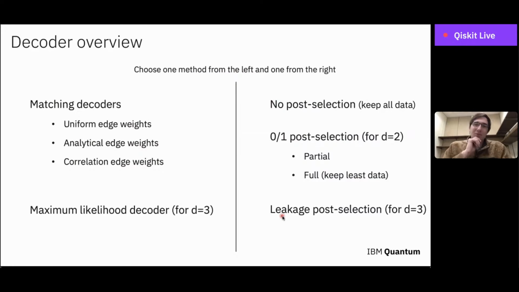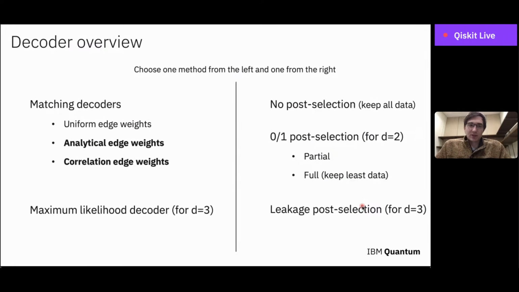Okay, so now I'm going to go through our decoding methods for our D = 2 and D = 3 experiments, actually on the IBM hardware. So essentially, this is the overview. You get to choose your algorithm from the left column, and you get to choose some sort of post-selection method from the right column. And these are what we look at.